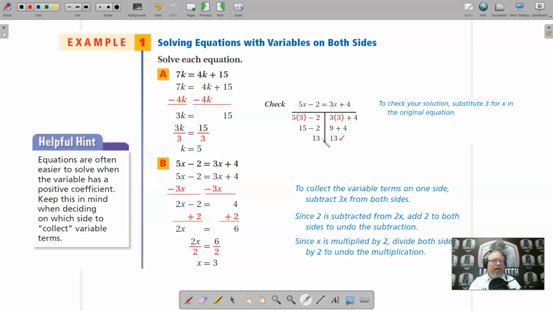We do the math, and we find out 13 and 13. So indeed, both sides of the equation equal 13. So this checks out, and our solution is correct.